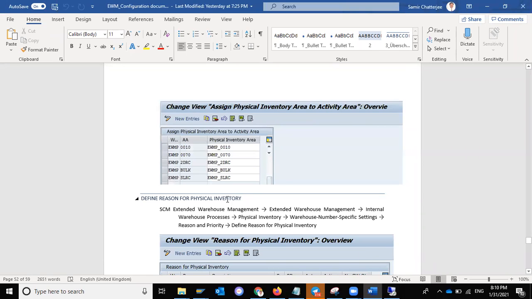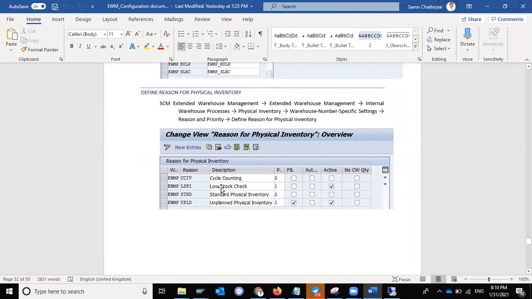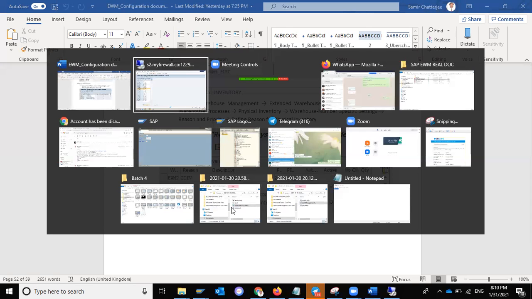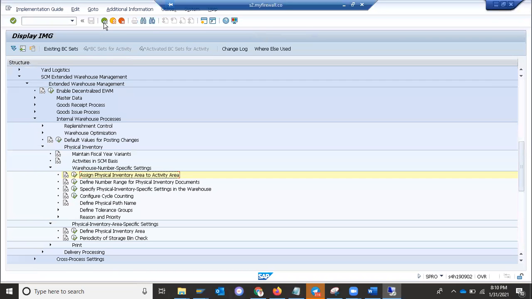Similarly, what should be the reason for the physical inventory? We have to define the reason in customizing setting. Maybe cycle counting is a reason, right? Maybe low stock checking is a reason. Maybe a standard physical inventory is a reason. Maybe unplanned physical inventory, which means ad hoc. Unplanned means ad hoc. So we have to define the reason. Reasons mean types of the PI process.